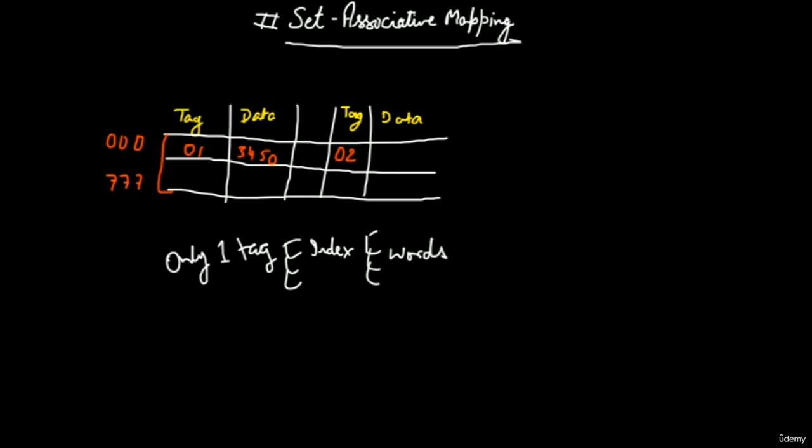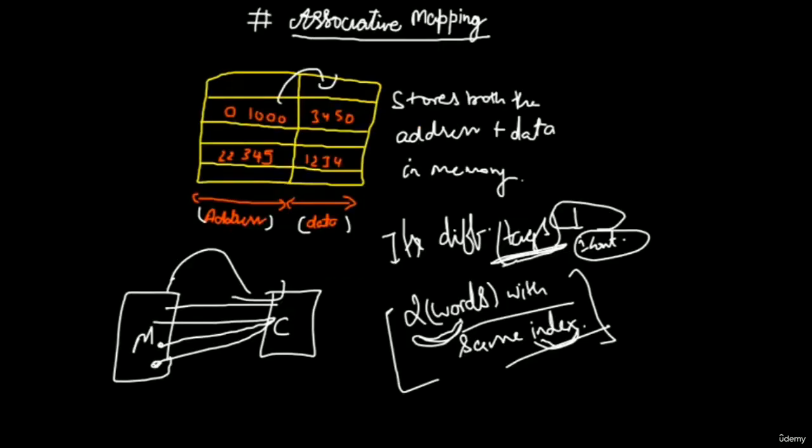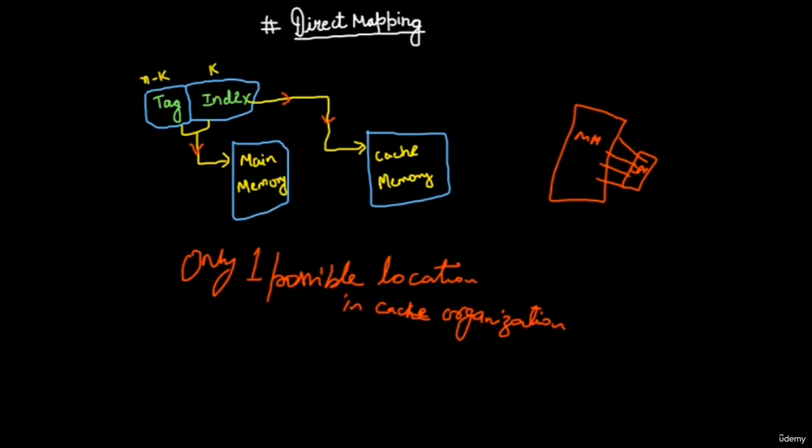So this is the difference. And in this one, we can have multiple things at the same point, but still we need to mention the different tags of it. And in the direct memory, it's one for one. So it's the simplest form, only one for one. So you have one tag, one index, and one word.